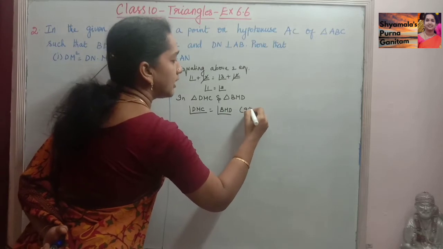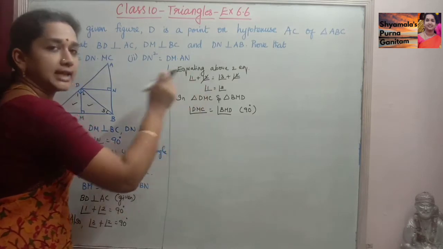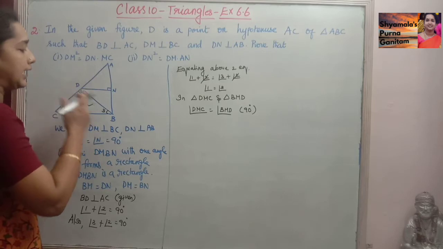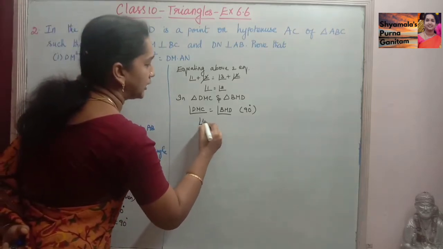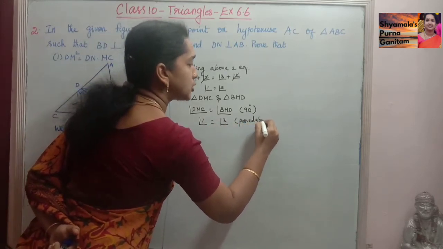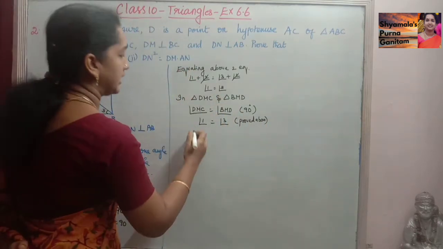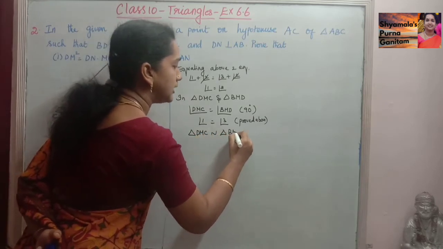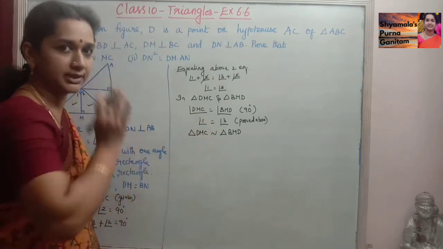So both these are 90 degree. Already it is given. Now only we have to prove that angle 1 is equal to angle 3. Angle 1 is in the first triangle, that is DMC, and angle 3 is in the second triangle BMD. So angle 1 is equal to angle 3, proved above. So from these two conditions, we can say that triangle DMC is similar to triangle BMD. So these two triangles are similar. So we have proved the similarity of these triangles.